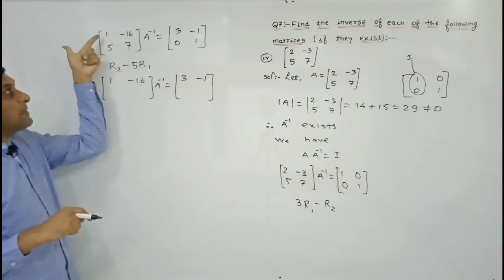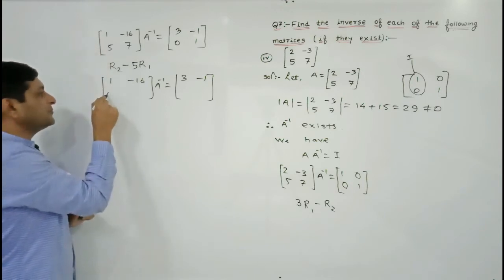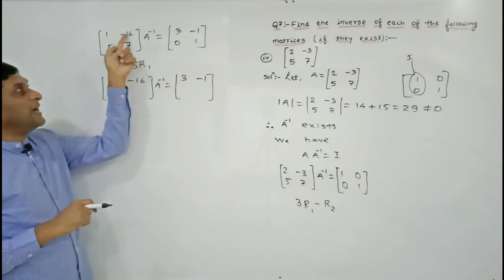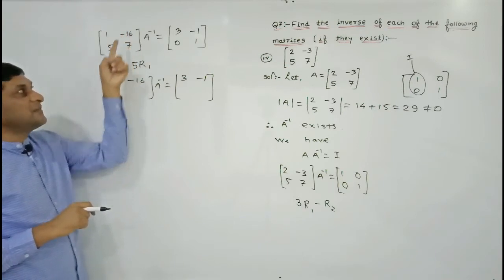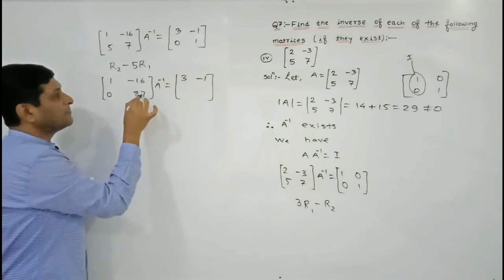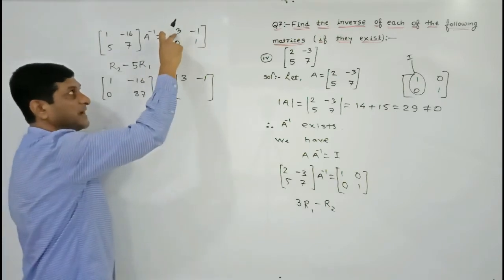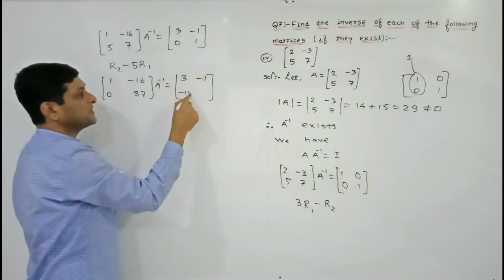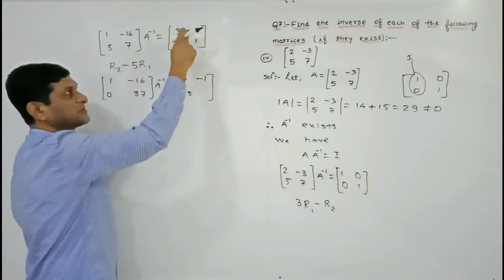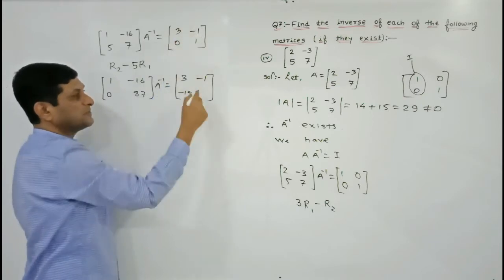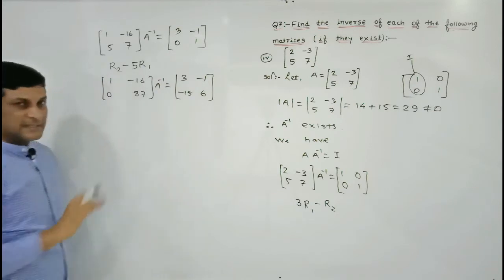Multiply by -5, -5 into 1 is -5. -5 plus 5 will become 0. Multiply by -5. Minus into minus will become plus, and 16 5s are 80. 80 plus 7 will be equal to 87. Multiply by -5. -5 into 3 is -15. -15 plus 0 is -15. Multiply by -5. -5 into -1 is plus 5. Plus 5 plus 1 will be equal to plus 6, isn't it?